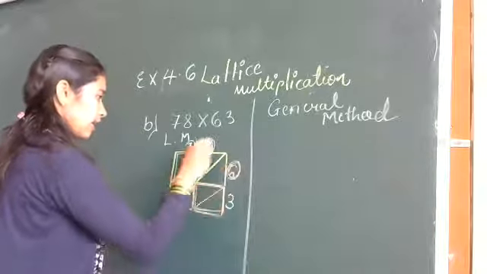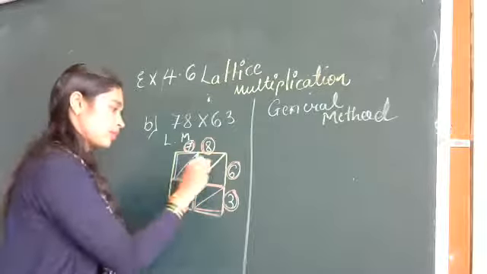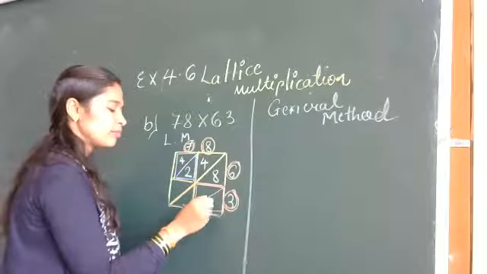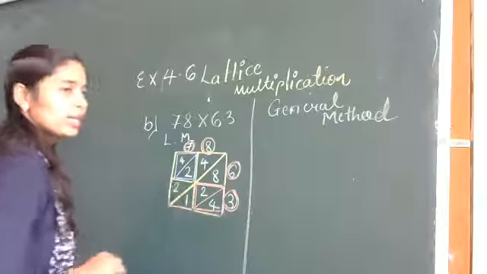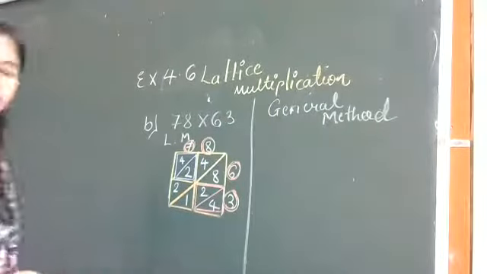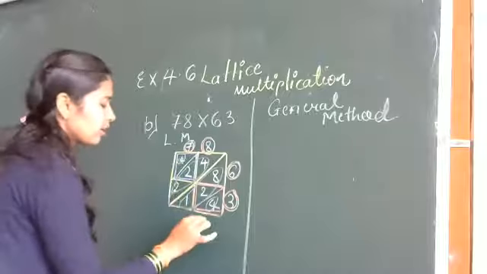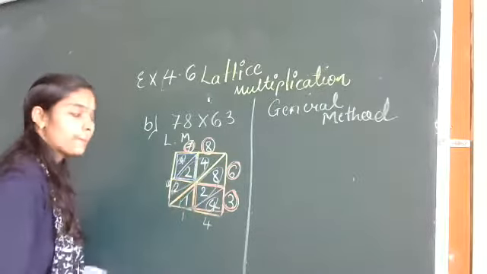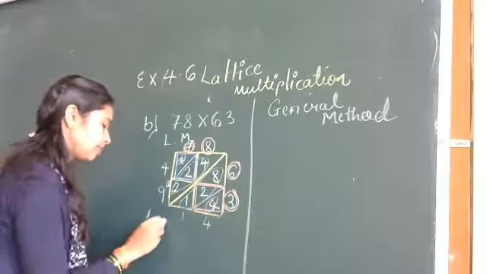Eight and six, seven and six, eight and three, seven and three. So 8 times 6 is 48. 7 times 6 is 42. 8 times 3 is 24. 7 times 3 is 21. Correct. Okay. Now just add your diagonals. First it will come 4. Like this? 11. So 1 will be carried here. Now this may be 11. It is 9. And this, 4. So what will be your final answer?